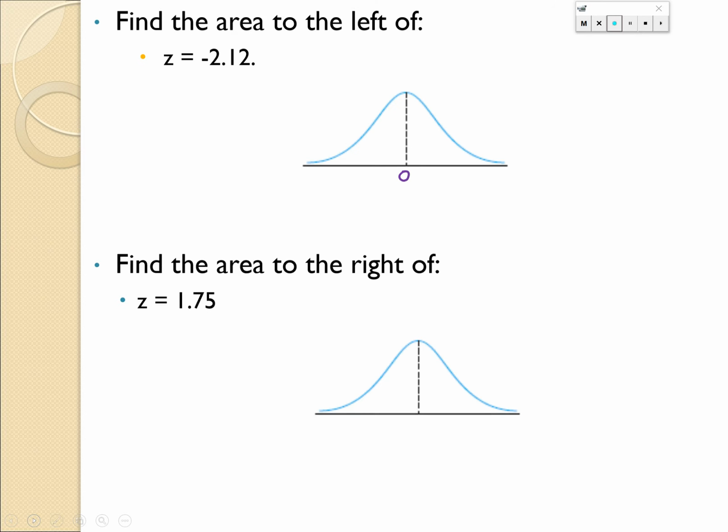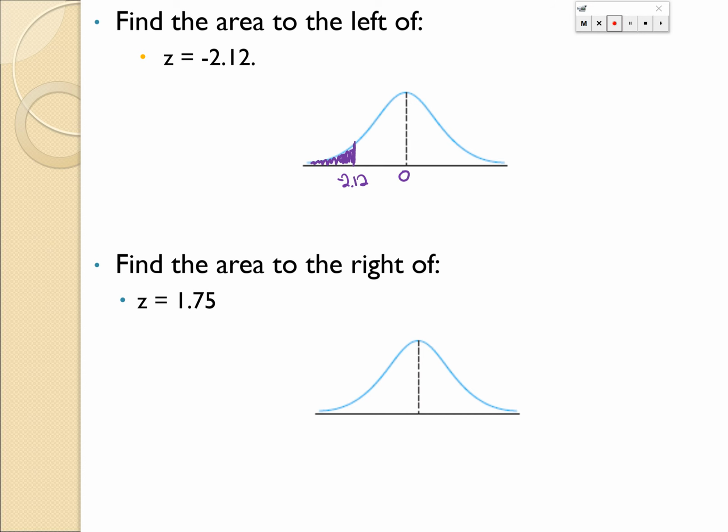So negative 2 is roughly around there. It's not a huge deal if it's not in a perfect spot. And we want the area to the left, so we're going to shade the area to the left. So this is all I meant by drawing the picture.